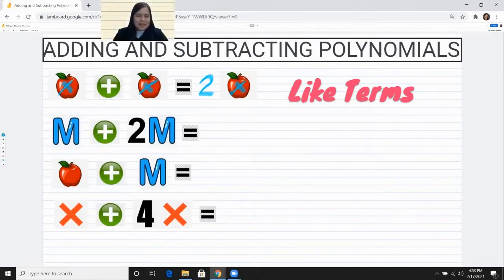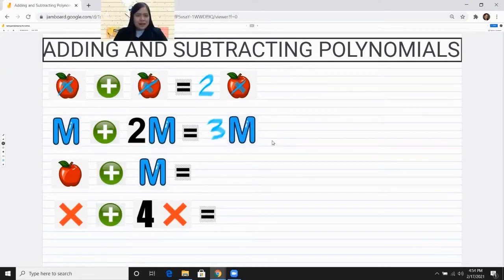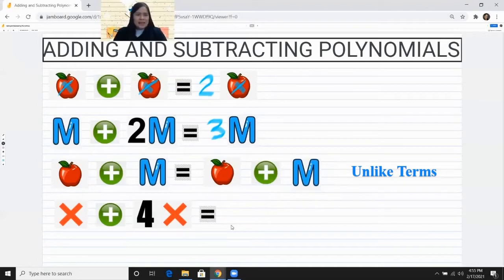So that is how algebra works. Let's get more examples. m plus 2m, 1m plus 2m. How many m's do we have? You are right, we will have 3m. How about not like terms, like adding an apple plus a letter m? Can we add that in algebra? No, you are right. Since we cannot combine unlike terms, we will just write the given as our answer, which is an apple plus m.